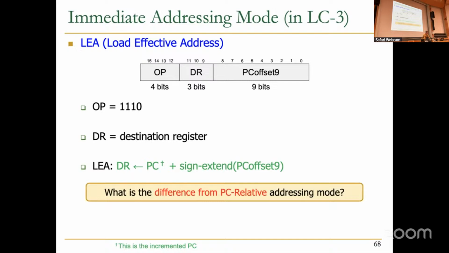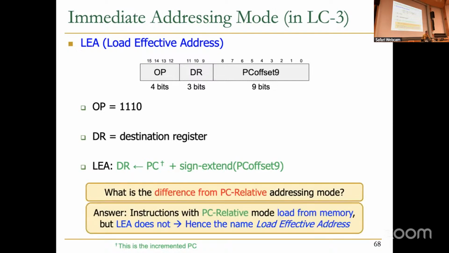So what is the difference? You don't access memory, essentially. Instructions with the PC relative mode that we have seen some number of slides ago load from memory, but LEA does not. So that's why it's called the load effective address. If you do this, now you can manipulate things based on the program counter. That's the benefit it provides. But again, MIPS doesn't have this. MIPS actually doesn't provide PC relative addressing for data movement instructions, but you can actually encode this in jump instructions, as we will see again.